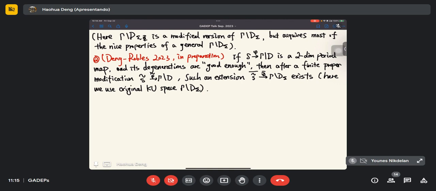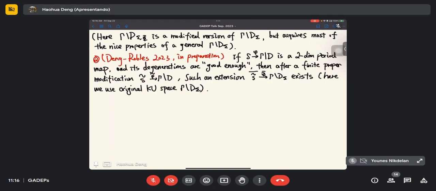So suppose we have a two-dimensional period map, but the Hodge numbers could be very general. It's not only the Calabi-Yau threefold case, but a very general period map of very general Hodge numbers. And we say that if the degenerations of this period map are good enough, in the sense that we have some technical conditions on the local monodromy cones, then we have similar results: after a finite proper modification, we can find such a Kato-Usui extension. And in this case, we don't have to do any modification, just use the original Kato-Usui construction.